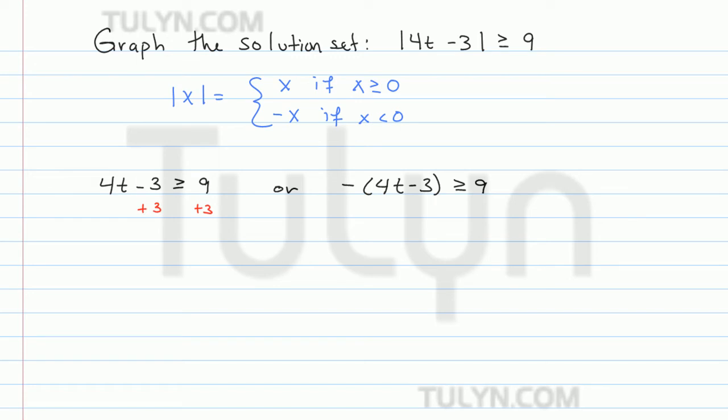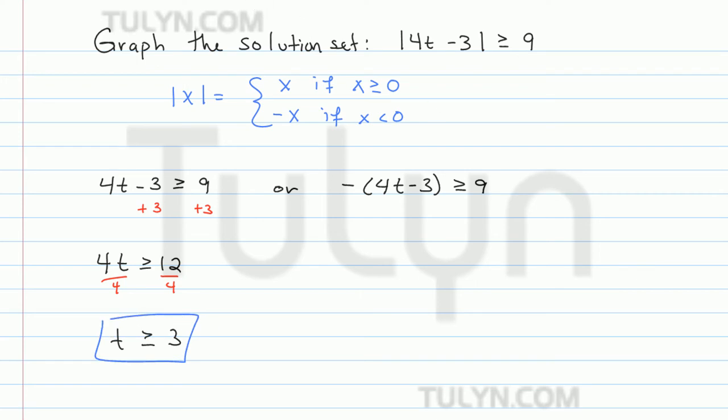Adding a 3 to both sides, we get 4t is greater than or equal to 9 plus 3, which is 12. And then dividing by 4, we get that t is greater than or equal to 3.